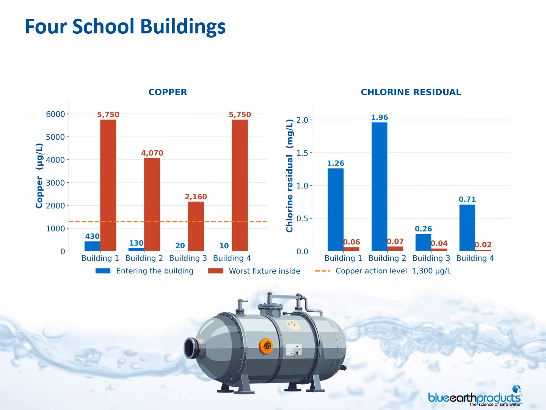And we see this in real situations. Here are 4 schools in the same district. And the water coming into the facility, these 2 charts, if you can't read it, is copper on the left and chlorine residual on the right, with blue being entering the building and red being the worst fixture inside of each building, and the 4 buildings across the bottom. So we see a massive uptick in copper as a result of the building plumbing, and we see a significant, massive drop in the chlorine residual also.